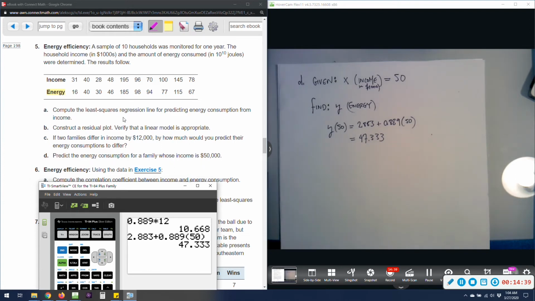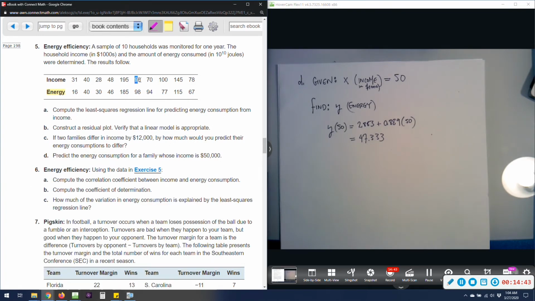Remember each of these pairs of numbers here, maybe I can highlight one of these. Each of these pairs of numbers here is a family. So this is a family whose household income is $96,000, and the amount of energy they use in a year is 98 times 10 to the 10 joules, whatever this is.